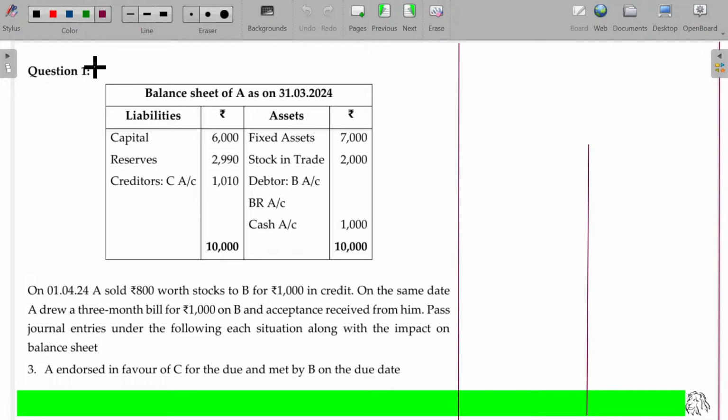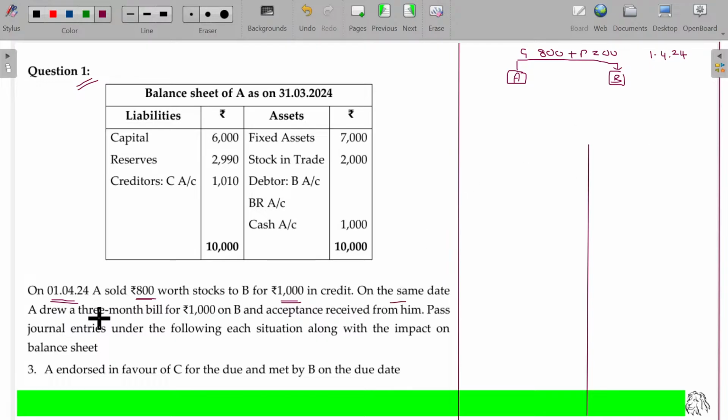We will now deal with the third subdivision here. Question number 1. From this balance sheet, on 1/4/24, A sold 800 worth of stocks to B for rupees 1000. So A sells goods to B, cost being 800, by adding profit 200. Goods sold on 1/4/24.